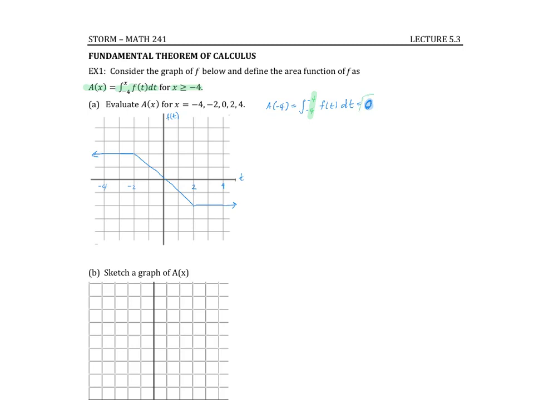All right. So let's look at the area function of -2. So that would be the integral from -4 to -2 of our function. Let's look at what this is on the graph. We're going from -4 to -2, and we're computing this area. So it's above the x-axis, and it's going to be a +4.